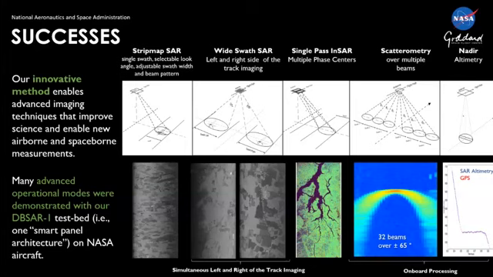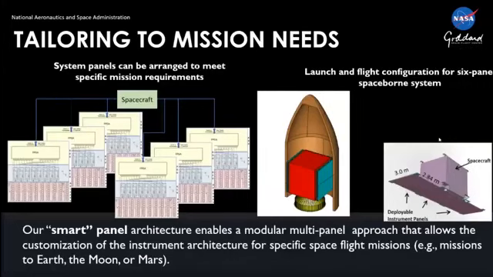We can do scatterometry by changing the illumination angle any way we want. And then we can even do nadir altimetry with that. So these have all been tested and shown, and they work. So this gives us the opportunity to tailor the radar to the mission needs. So it's not necessary to tailor the mission to what the radar can do so much anymore. We can configure these panels to meet specific measurement requirements.